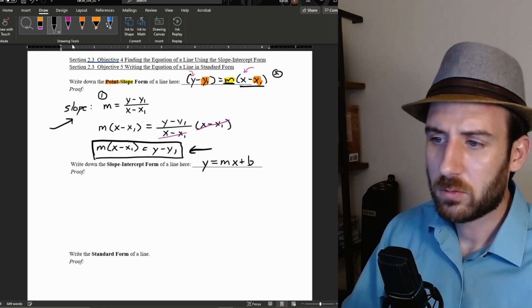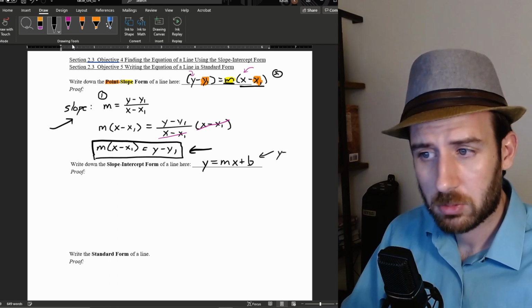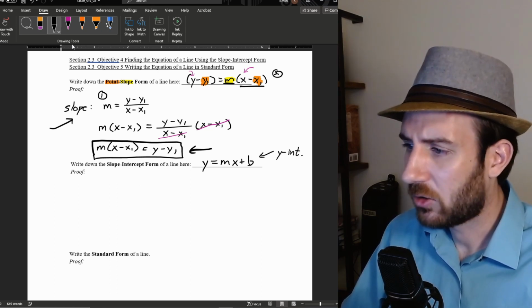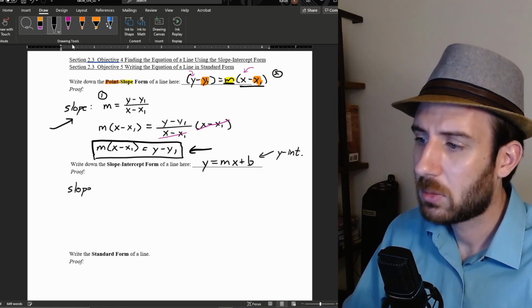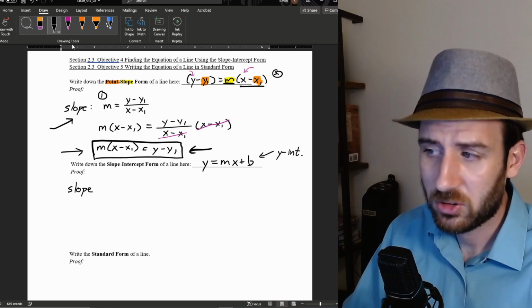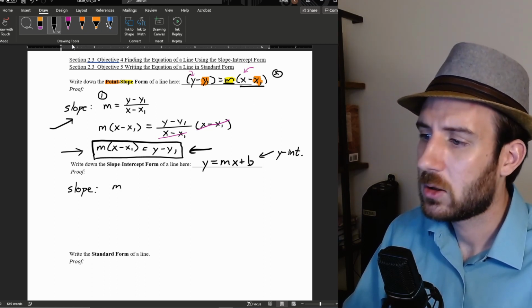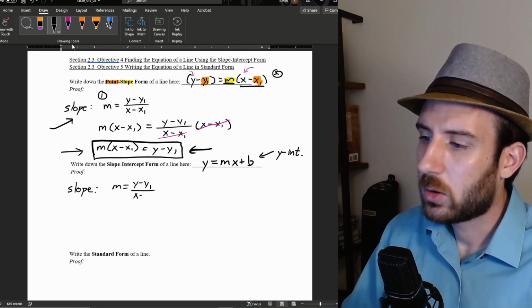Now this might seem a little bit unfamiliar. B is, by the way, referring to a y-intercept. Let's see if we can pull out that logic. So again, let's start from a place we're most comfortable with. I'm going to start from the slope equation again, but if you wanted to, you could absolutely start from this equation. Maybe we'll do that in a second. So let's start from the slope equation. That'd be m equals y minus y1 over x minus x1.